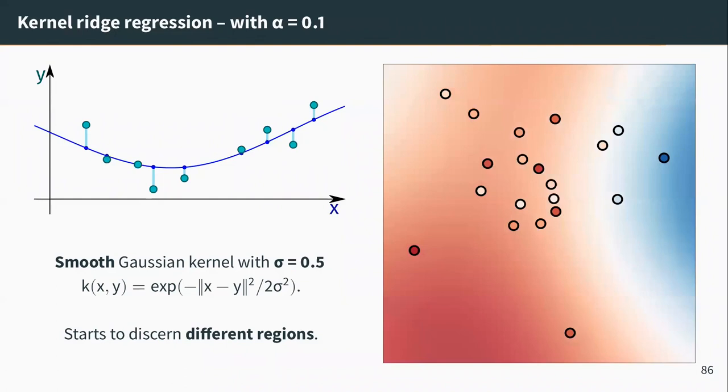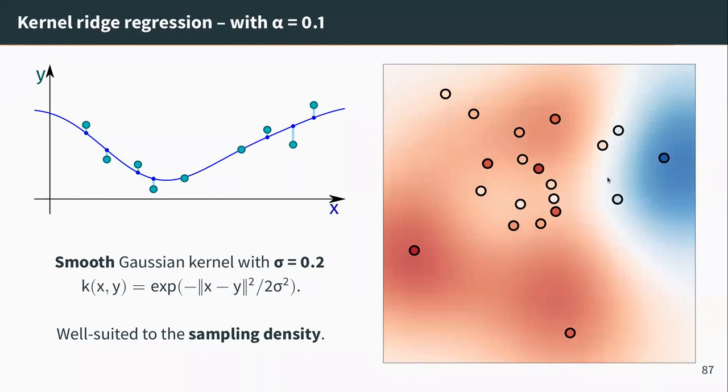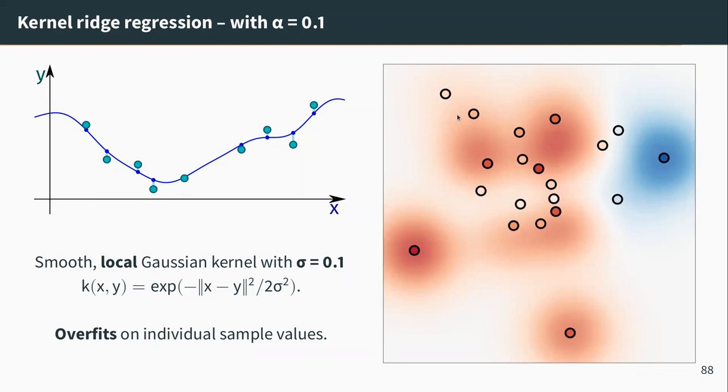So sigma equals 0.5. You estimate a function that is as smooth as a Gaussian kernel of radius 0.5. And so it looks like this. 0.2, better fit. 0.1, clearly you overfit. But so you overfit here.